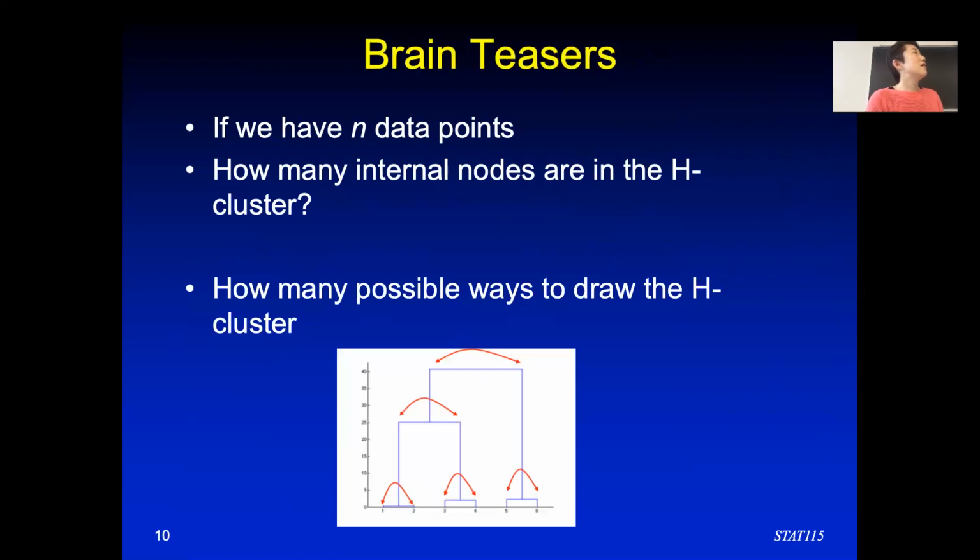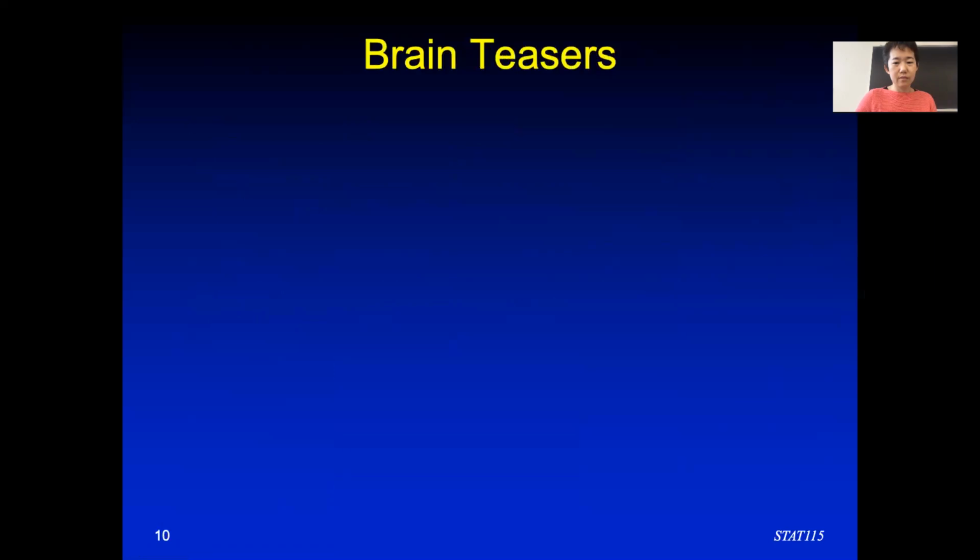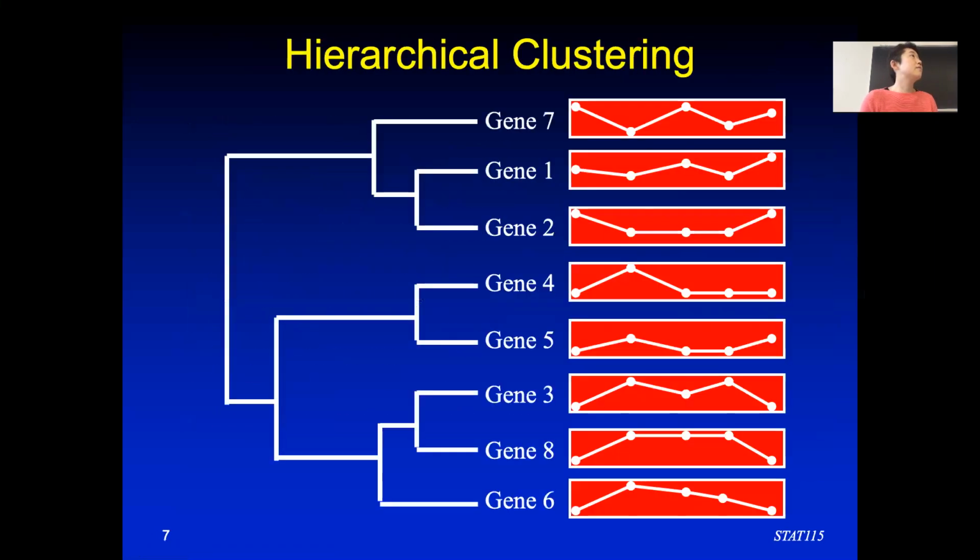Yeah, question? So just a quick question about when you're merging nodes. When you merge gene 1 and gene 2, then those become a single cluster, and you measure the difference between gene 1 and the cluster of gene 1 and gene 2 and gene 7. So for example, if we were to use single linkage, we will ask, there is a gene 1 to gene 7 distance and a gene 2 to gene 7 distance. Which one is the smallest? That will be the new distance between this cluster and gene 7.